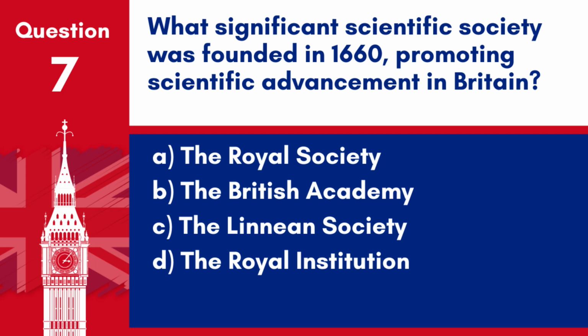Question 7. What significant scientific society was founded in 1660, promoting scientific advancement in Britain? A. The Royal Society. B. The British Academy. C. The Linnean Society. D. The Royal Institution. Answer. A. The Royal Society. Founded in 1660, the Royal Society was established to promote scientific advancement in Britain.